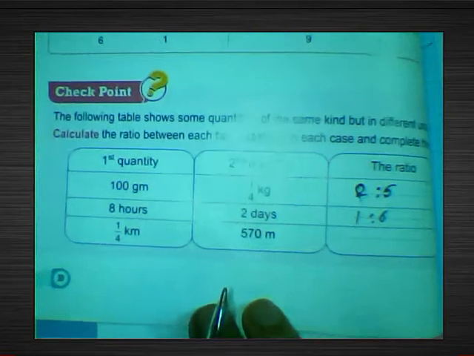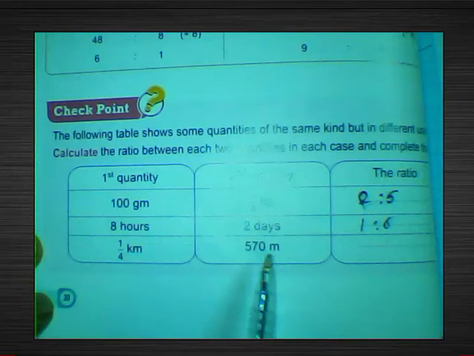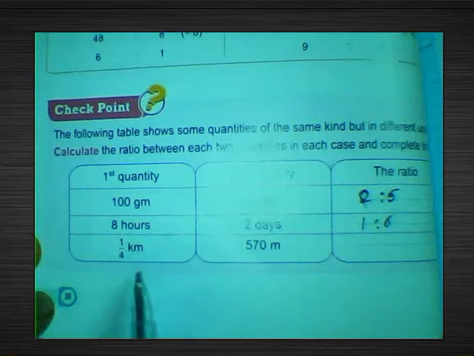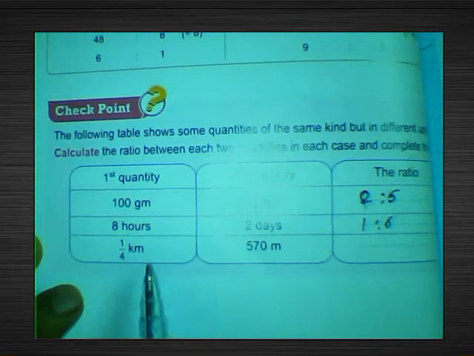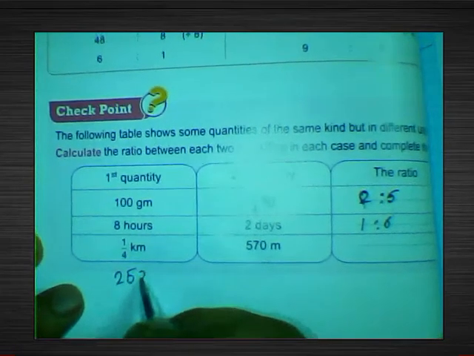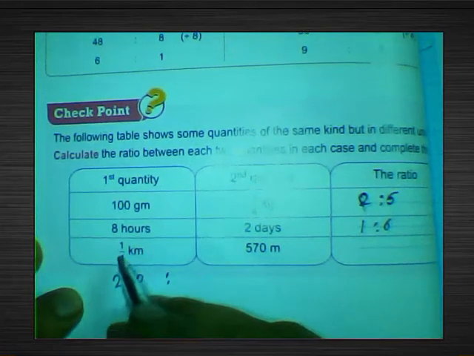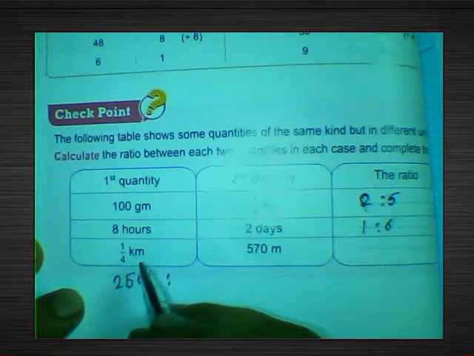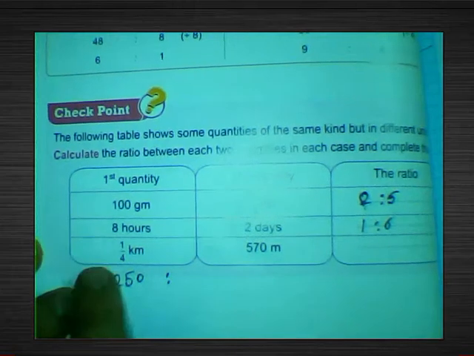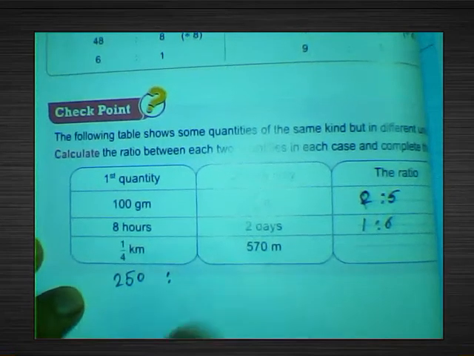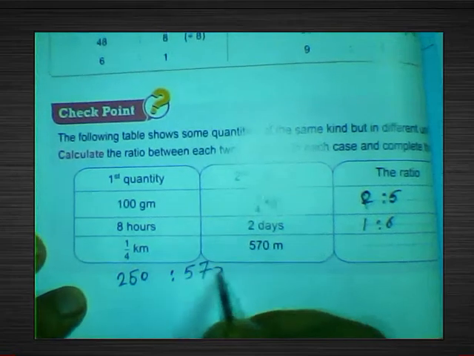The last one, quarter kilometer to 550 meter. 1 kilometer equals 1000 meter. So a quarter of a kilometer equals 250 meter. So we can write 250, because 1 over 4 is a quarter of a kilometer, because 1 kilometer equals 1000. I say it again so you understand me. Again, 1 over 4 kilometer equals 250, and 550 meter. We have the same unit.